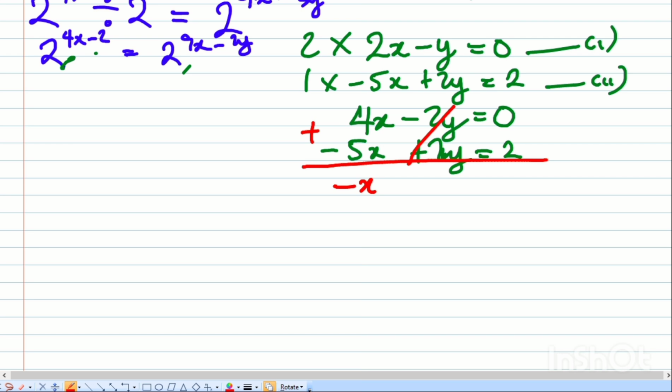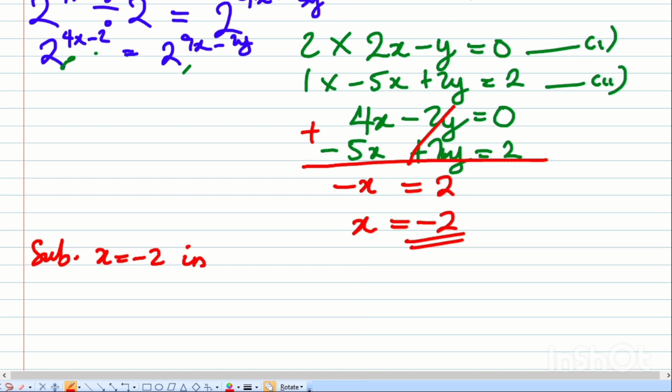Minus 2y plus 2y is going to cancel to be 0. And this is going to be equal to 0 plus 2, which is 2. So if negative x is equal to 2, if you divide both sides by negative 1, x is equal to negative 2. So this is the value of x. Now I'm going to substitute it into any of the equations. Let's pick equation 1. So we're going to substitute x equal to negative 2 in equation 1.